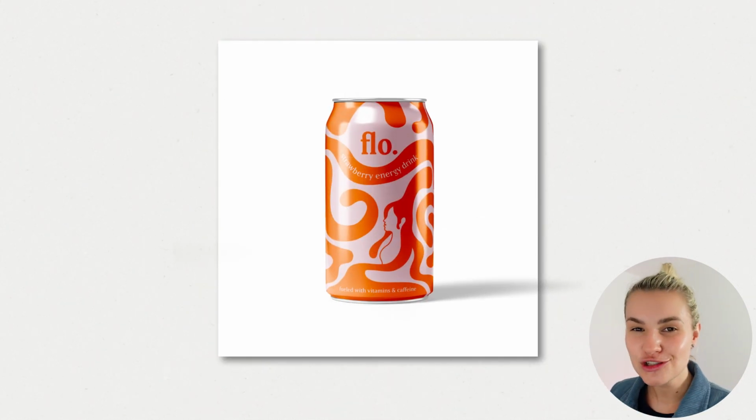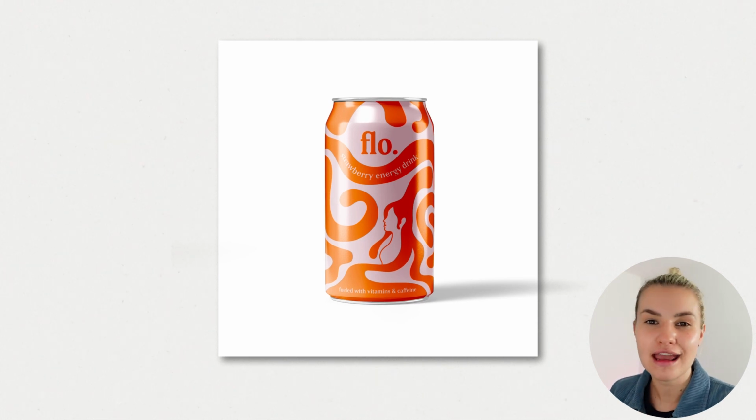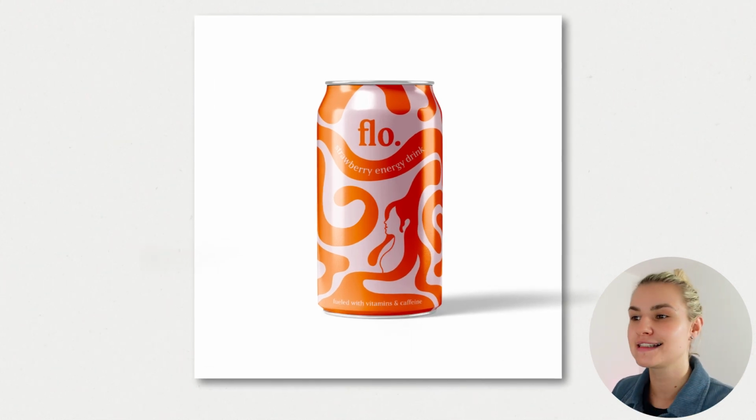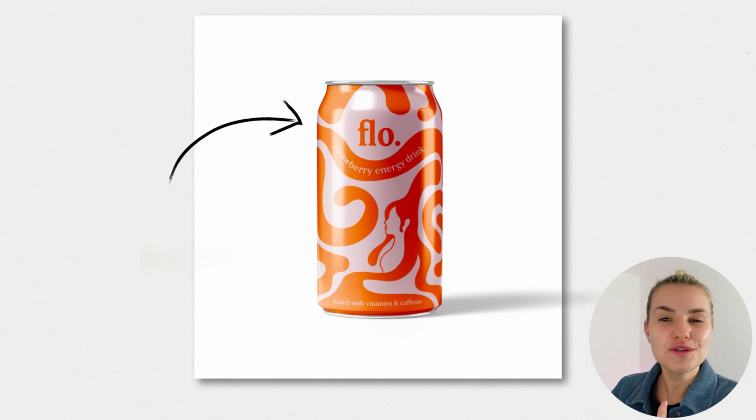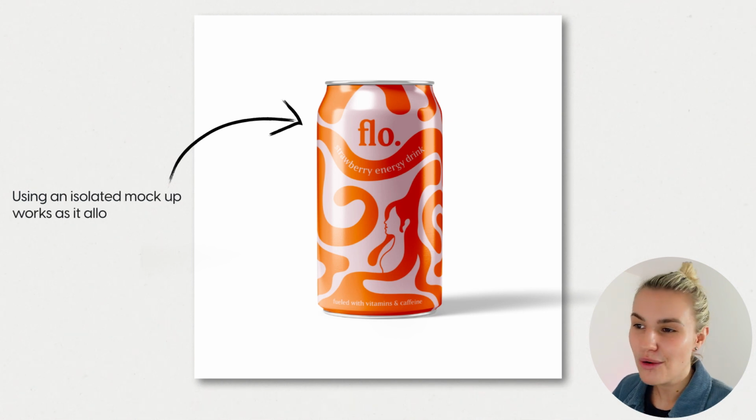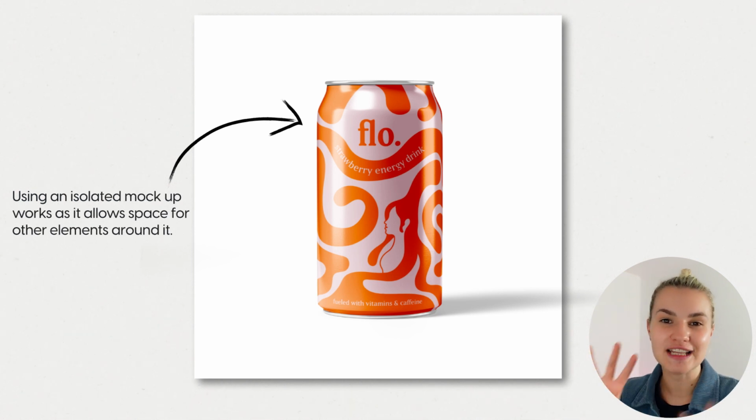To our blank canvas, we will first be adding an image of the product. This puts the main thing, that being the can, front and center, which allows us to design around this, and it will be the biggest component within the post. Using an isolated mockup works well here, as we want the text to sit around this.